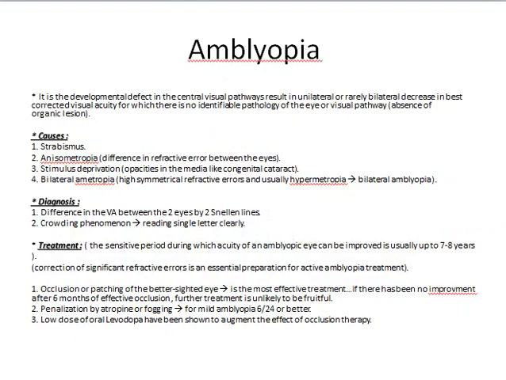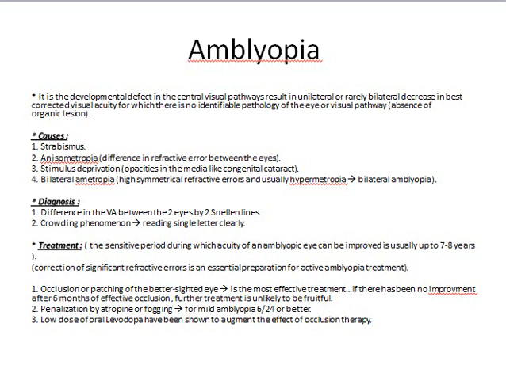Amblyopia. It is a developmental defect in the central visual pathway, resulting in unilateral or rarely bilateral decrease in the best corrected visual acuity, for which there is no identifiable pathology of the eye or visual pathway, which means absence of organic lesion. The causes of amblyopia are either strabismus or anisometropia, which means difference in the refractive error between the 2 eyes, which means one eye may have myopia and the other hypermetropia, and else.